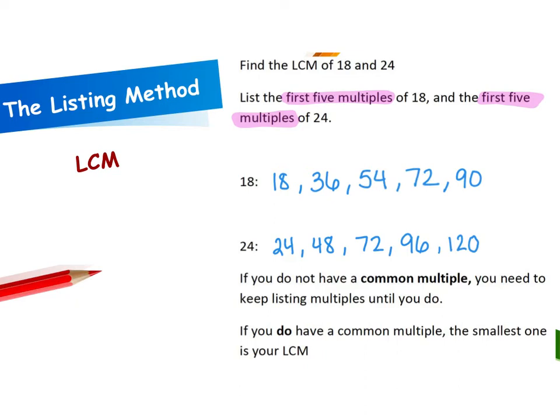So I see that 72 is a common multiple of 18 and 24. And I don't see any other numbers that are common, so 72 would be the least common multiple of 18 and 24.